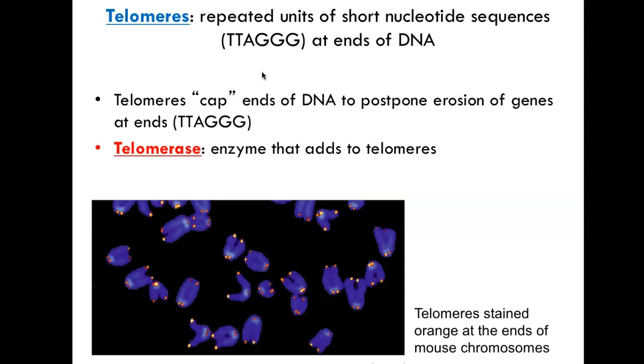Telomerase is an enzyme that will come back around and add telomeres back on. So when would we want this to happen? Well, we want it to happen in germ cells, the cells that are found in the ovaries and the testes that undergo meiosis to make eggs and sperm. The reason for that is you don't want your eggs and sperm to have chromosomes that have been shortened.